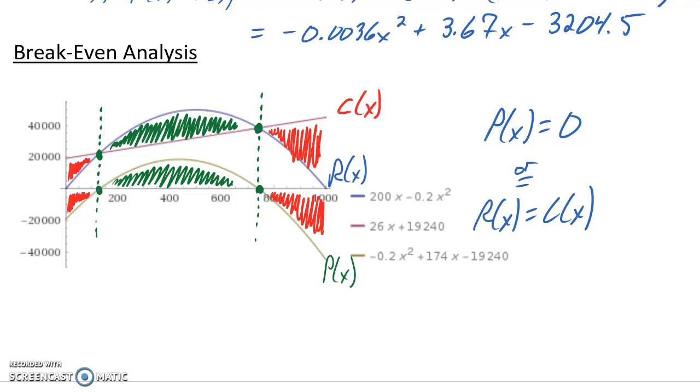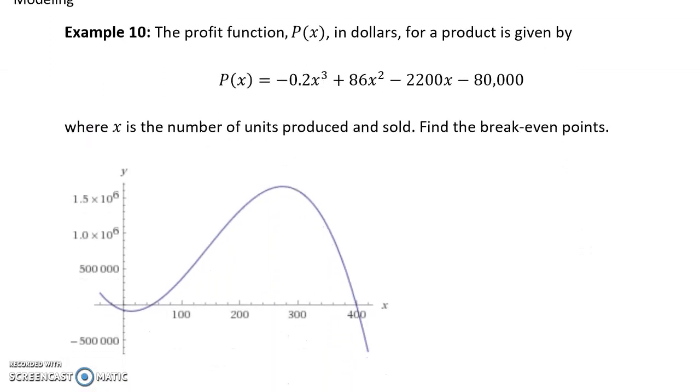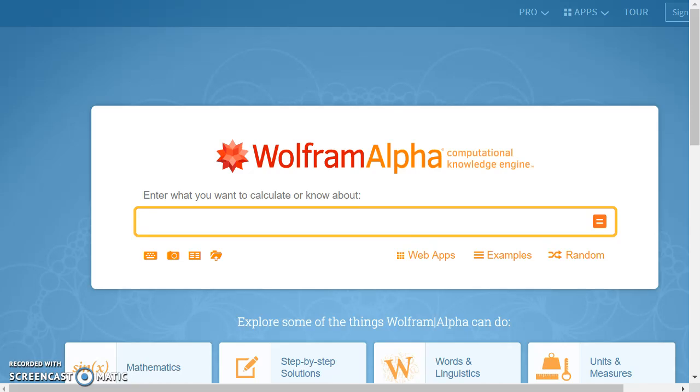Let's take a look at a couple of examples where we apply this idea of break-even analysis to find those break-even points. In our first example, we're given a profit function where x is the number of units produced and sold, and we want to find those break-even points. As we stated, we have two different methods for solving these types of problems. We can take our profit function and set it equal to zero, which is going to be our best route in this case since we're given a profit function.